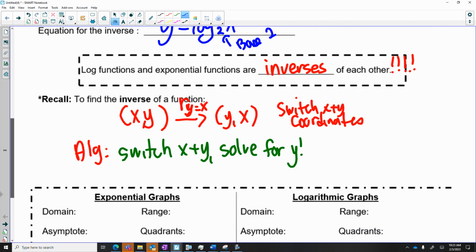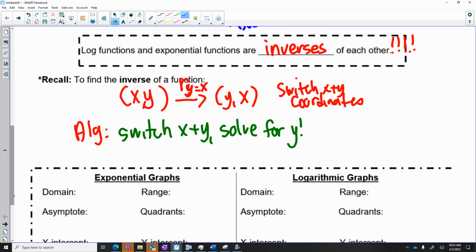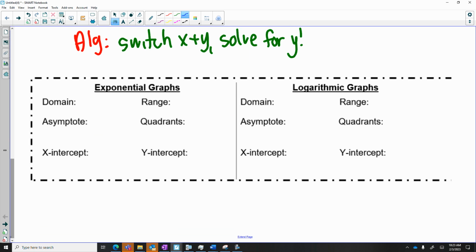So I'm going to write all that information now down below. Okay, so the original I'll write in red and the inverse in blue. So the domain of the original was all real numbers. That becomes the range of the inverse. Again, you can write negative infinity to infinity, or you can write all real numbers.